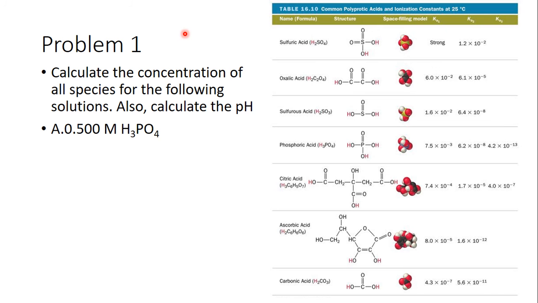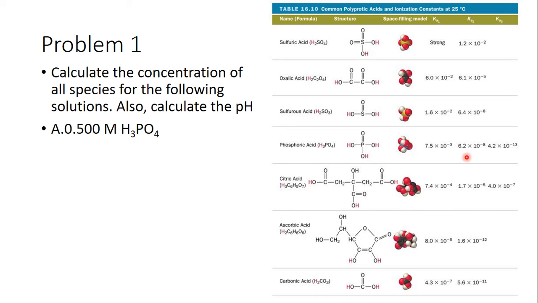So what we're first dealing with are polyprotic acids. Polyprotic acids are acids that have more than one hydrogen on them. Now, each hydrogen can be acidic, that is, each hydrogen can come off the molecule. And each hydrogen has its own Ka, its own acid dissociation constant.